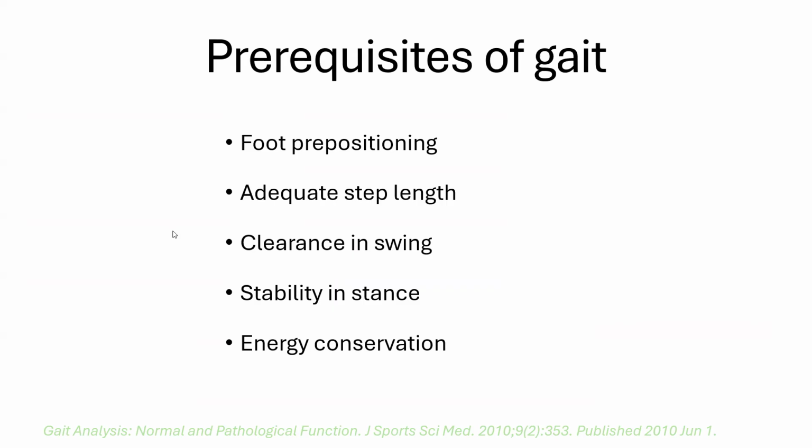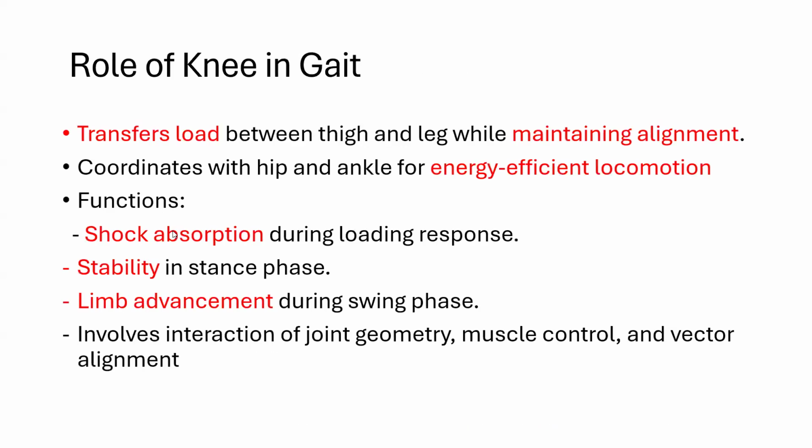So coming to the role of the knee in gait. The role is to transfer load between the thigh and leg while maintaining alignment, and to coordinate with the hip and ankle for energy efficient locomotion. The functions include shock absorption during loading response, stability in stance phase, and limb advancement during swing phase.